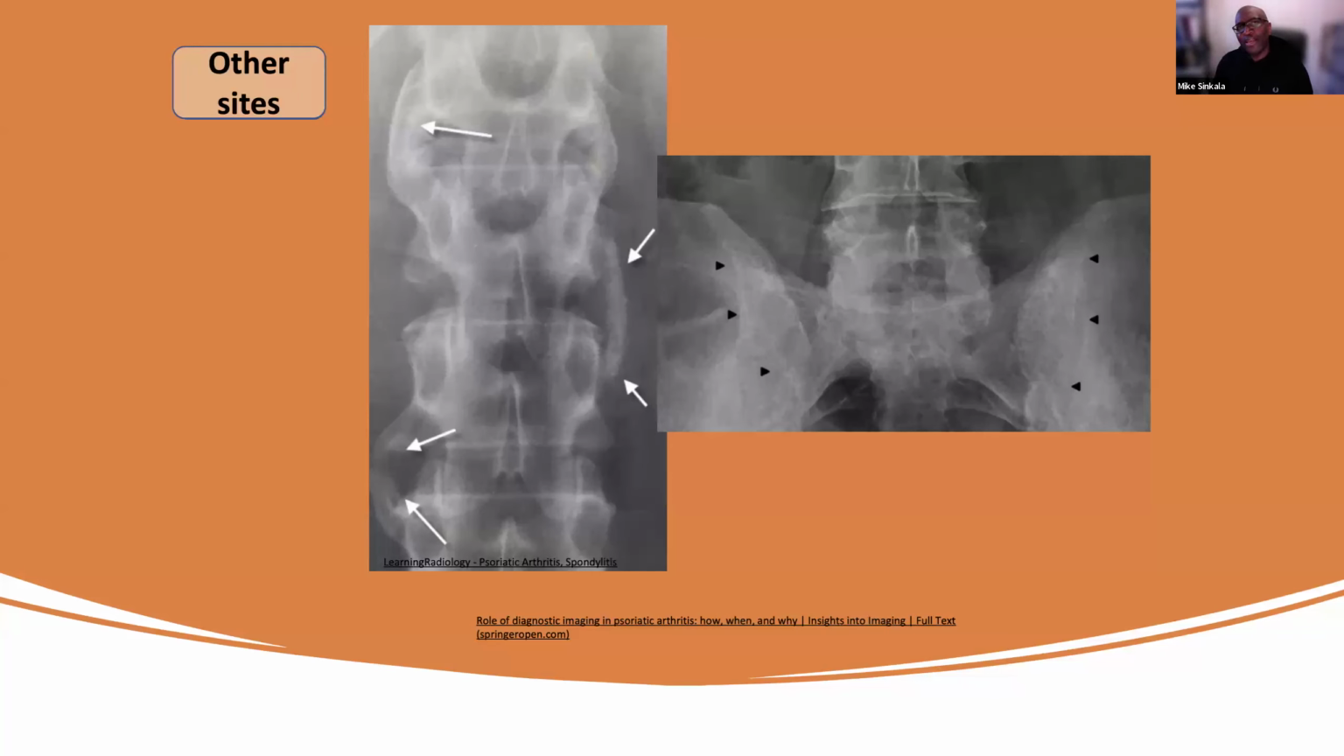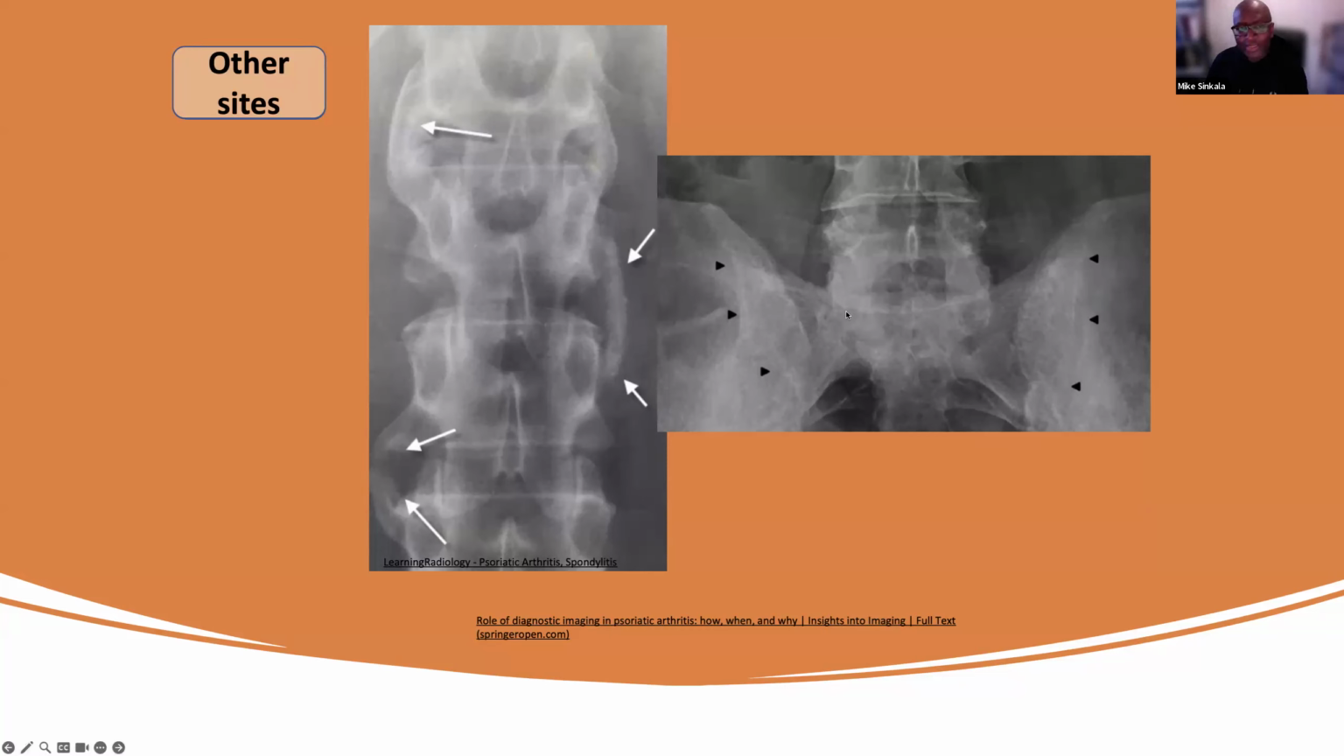Psoriatic arthritis can also have one of the sacroiliac joints involved. You can have sacroiliitis or ankylosis of one sacroiliac joint, not two. If you have sacroiliitis involving two SI joints, then you are not looking at psoriatic arthritis. You would be looking for either ankylosing spondylitis or inflammatory bowel disease. Psoriatic arthritis and Reiter's disease or reactive arthritis tend to involve only one sacroiliac joint. So in this case, we have sacroiliitis largely involving the right side here, because on the left side we can barely see the sacroiliac joint.